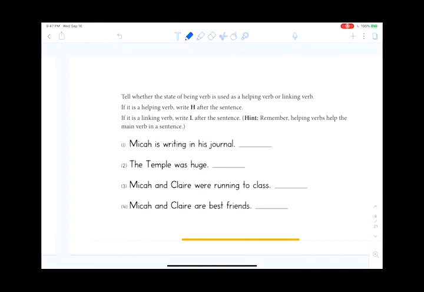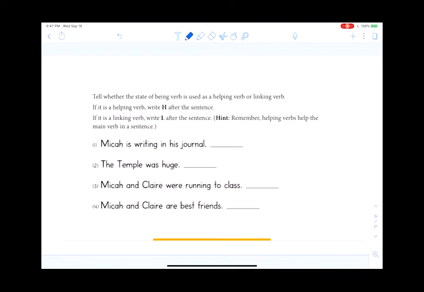Now, tell whether the state of being verb is used as a helping verb or a linking verb. If it is a helping verb, write H after the sentence. If it is a linking verb, write L after the sentence. Hint. Remember, helping verbs help the main verb in a sentence. Pause this video and finish this exercise.